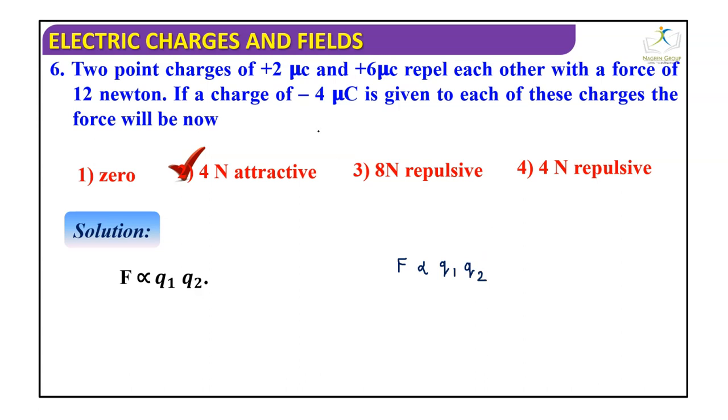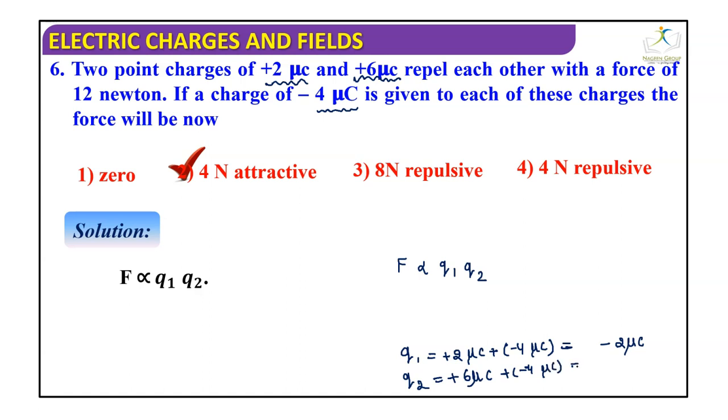So, if I am just adding these two charges by a minus 4 microcoulomb, Q1 will be plus 2 microcoulomb plus minus 4 microcoulomb. This will be converted into minus 2 microcoulomb. And then Q2 will be equal to plus 6 microcoulomb plus minus 4 microcoulomb. That means this will become again plus 2 microcoulomb.